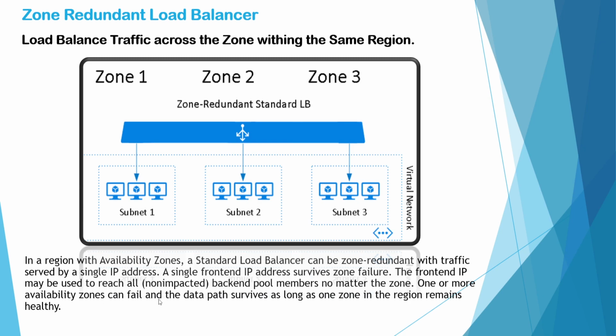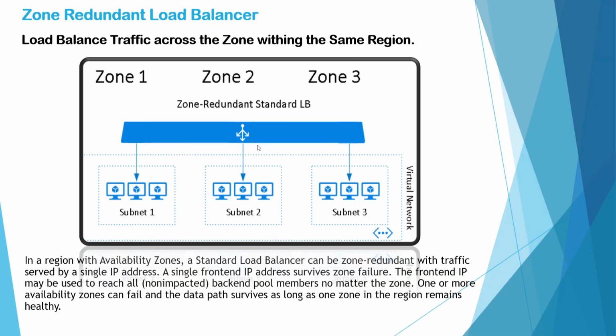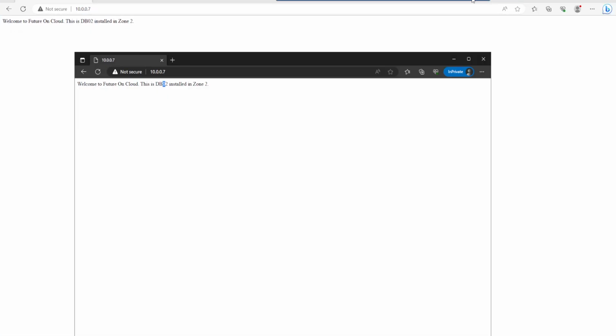One or more availability zones can fail and the data path survives as long as one zone in the region remains healthy. So even if these two zones go out of order, or something goes wrong with these two zones or with the virtual machines, the healthy zone will serve the client whenever it receives a request on the load balancer. So let me show you how you can configure it. Meanwhile, once we create the virtual machines in the zones, over 4 minutes will lapse, and then we will test it again.